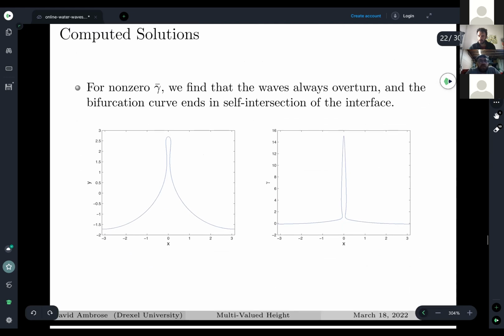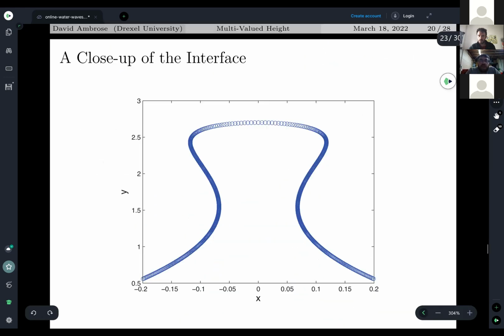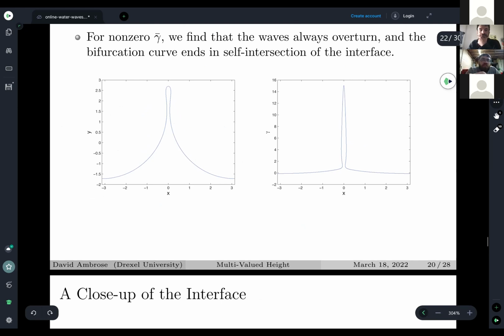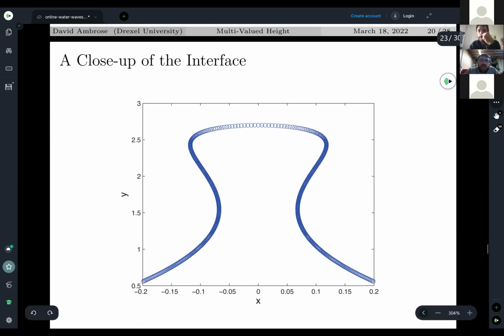Okay, so here are some computed solutions. This one has non-zero gamma bar, and the two densities are equal on the two sides. And you get something that looks like a Crapper wave, right? So that neck there is multi-valued. I think you can believe from this picture that the height is multi-valued, but here's a close-up of that interface. And so you very clearly see the 3 intersections with a vertical line, just like in the case of the Crapper wave.